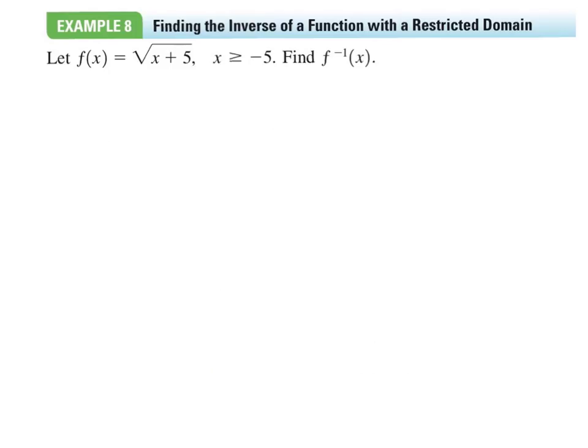Alright, so here's one last example, and also we're going to graph the function and its inverse. It says let f of x be equal to the square root of x plus 5, with x being greater than or equal to negative 5. Find the inverse. Now, if you remember, since it's x plus 5 and x being greater than or equal to negative 5, what this means on the graph, remember, square root functions always look like this. They always look like the top half of a sideways parabola.